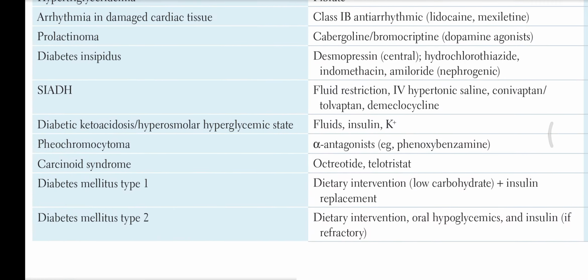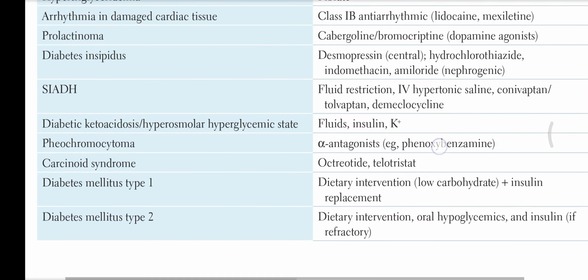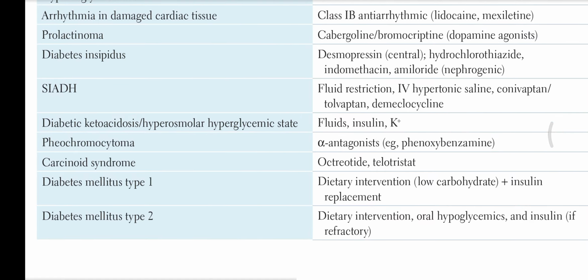Arrhythmia in damaged cardiac tissue is treated with class 1B antiarrhythmics: lidocaine and mexiletine.